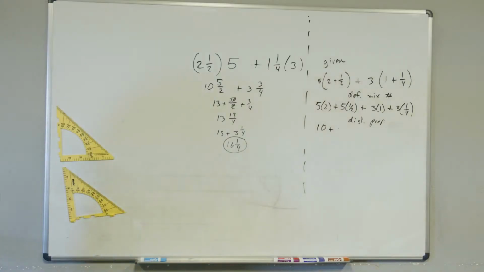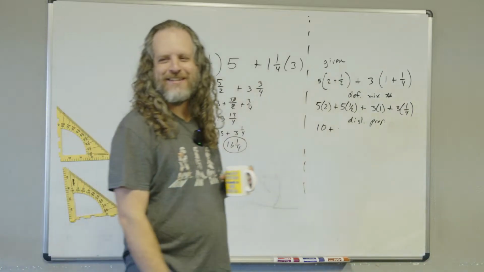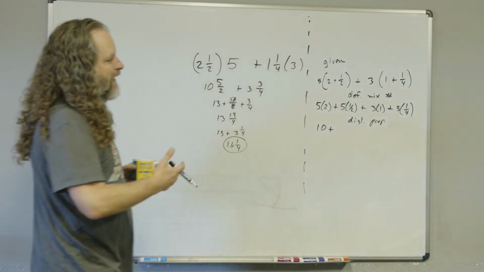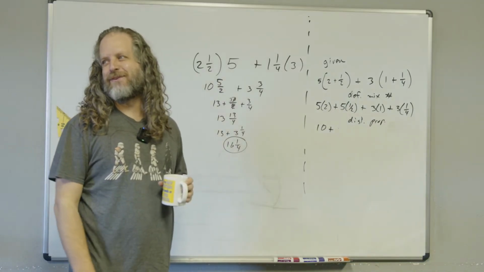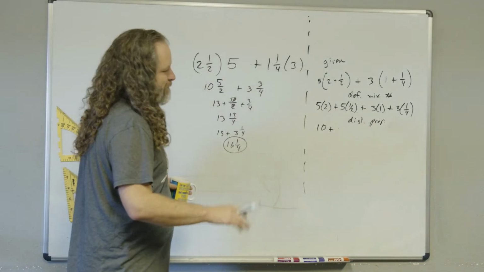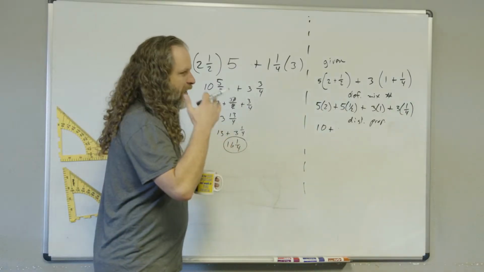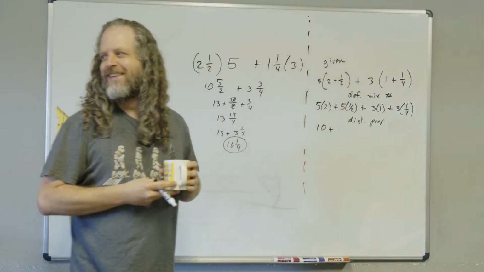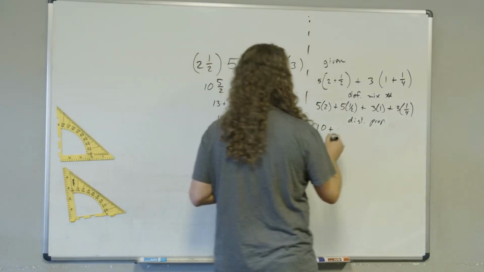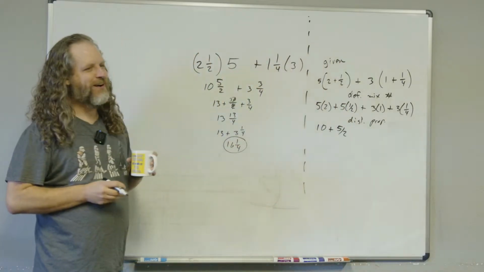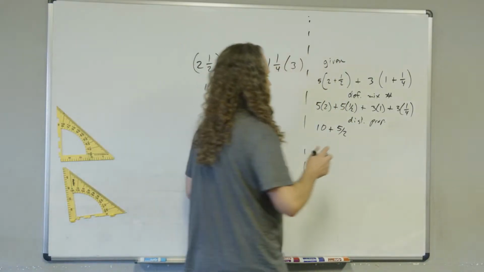Why are you doing that? Don't convert it to an ugly decimal. We're trying to do stuff in our head. How about 5/2? How about make it simple? How about KISS method when we can? Keep it simple, silly. Or if you're feeling bold, keep it simple, stupid. Right? What's 5 times 1/2? It's 5/2. What's 3 times 1? 3.